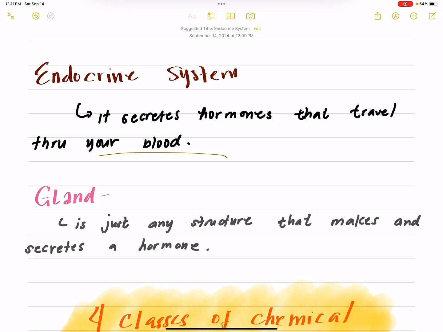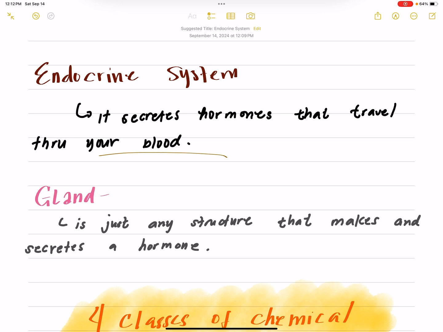Okay, so ang endocrine system natin, it secretes hormones that travel through your blood. Okay? So, compared to your heart or brain or other organs, endocrine system organs and glands are kinda small and lumpy.